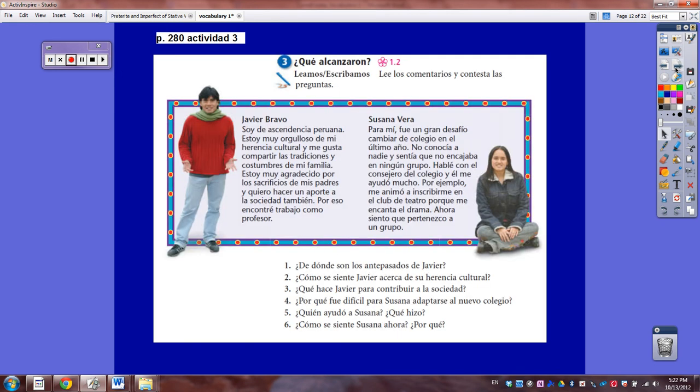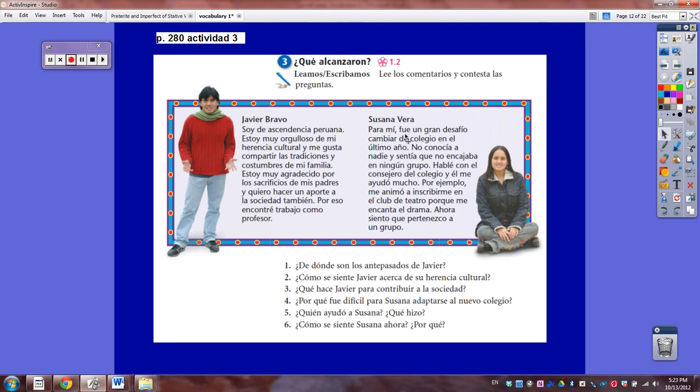Next, page 280, activity 3. It says, read the comments and answer the questions. Javier Bravo says, I am of Peruvian descent. I am very proud of my cultural heritage, and I like to share the traditions and customs of my family. I am very proud of the sacrifices of my parents, and I want to be a contributor to the society also. For this reason, I found work as a professor.